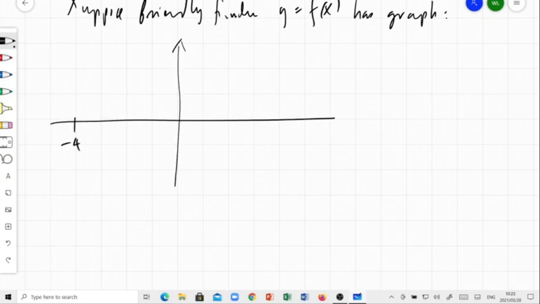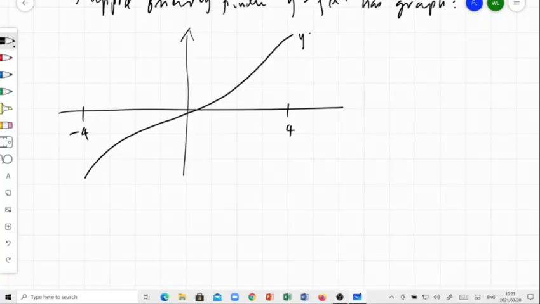Okay, so from -4 to 4, so the domain is from -4 to 4, and it looks something like this. Okay, so this is the graph of y equals f of x. Now what about the graph of g, which is equal to f of minus x? Okay, so in order to graph g, which is f of minus x, what we have to do here is simply reflect it across the y-axis.